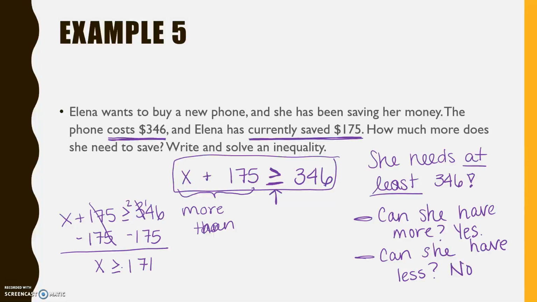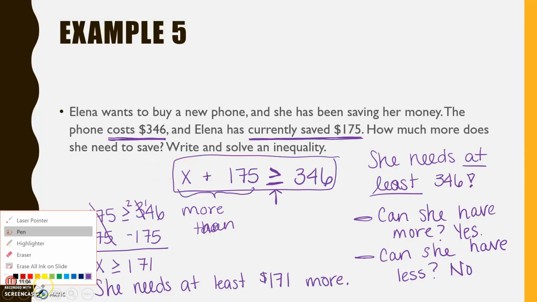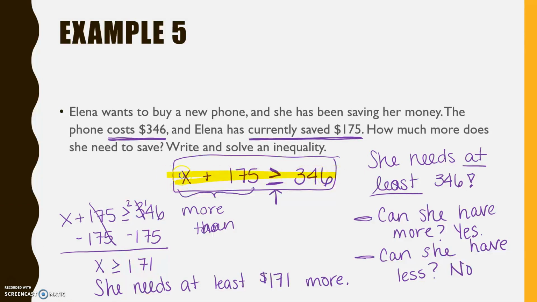So it's a word problem, so we have to write our final answer as a sentence. So we're going to say, she needs at least, and that's it. So for this problem, you have to include this, you have to include this, and you have to include this. 3 parts. Writing the equation, solving the inequality, and writing your answer as a sentence.